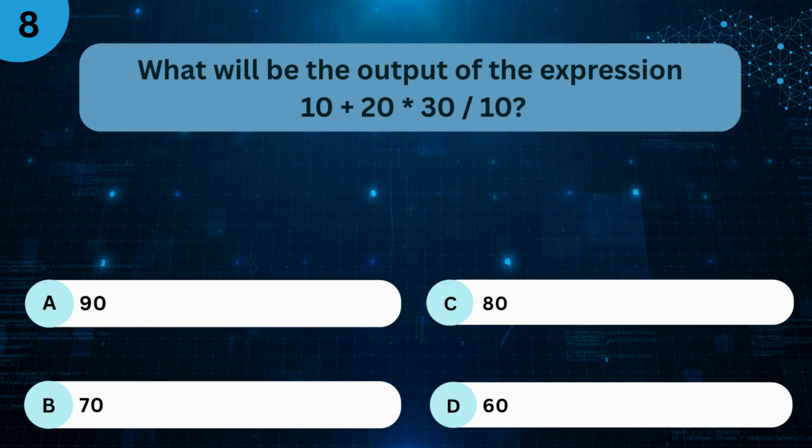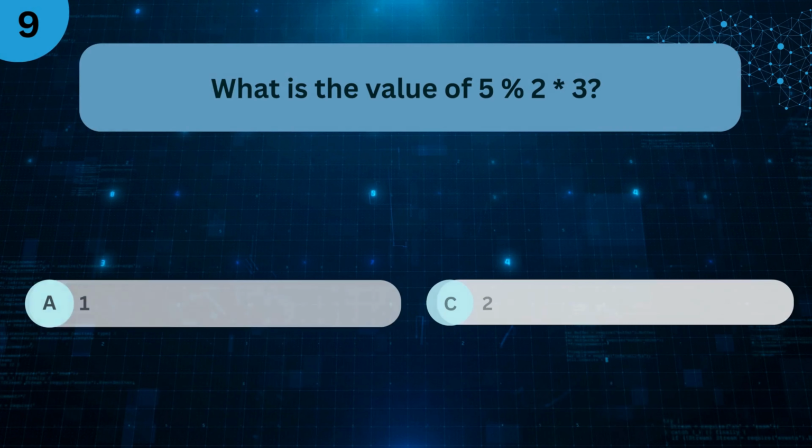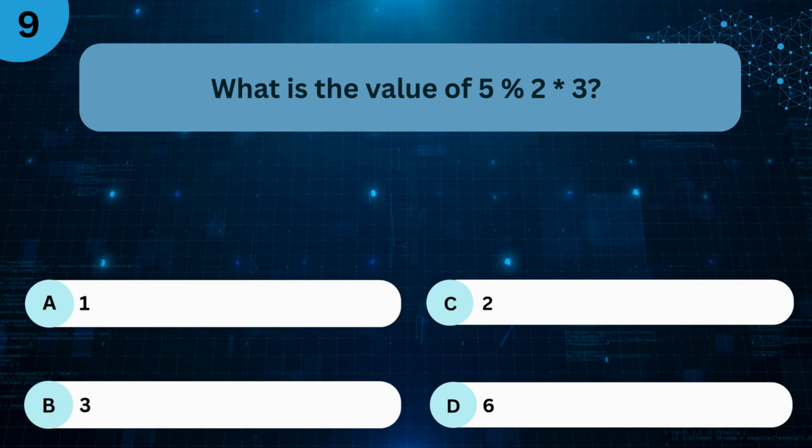A. 90. B. 70. C. 80. D. 60. The right answer is B. 70. What is the value of 5 % 2 * 3?